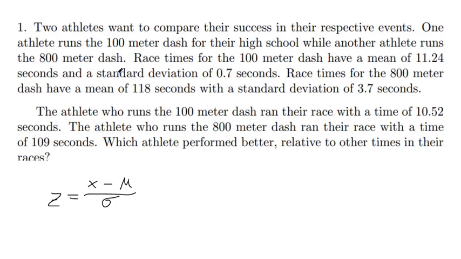So let's do the 100-meter athlete first. Their time is 10 minutes and 52 seconds, so I'm plugging that right in for x in the formula. What did they say the mean? Race times for the 100-meter dash have a mean of 11.2, so that's what I'm going to plug in here. Sorry, 11.24. And a standard deviation of 0.7, so that's what goes in the bottom.